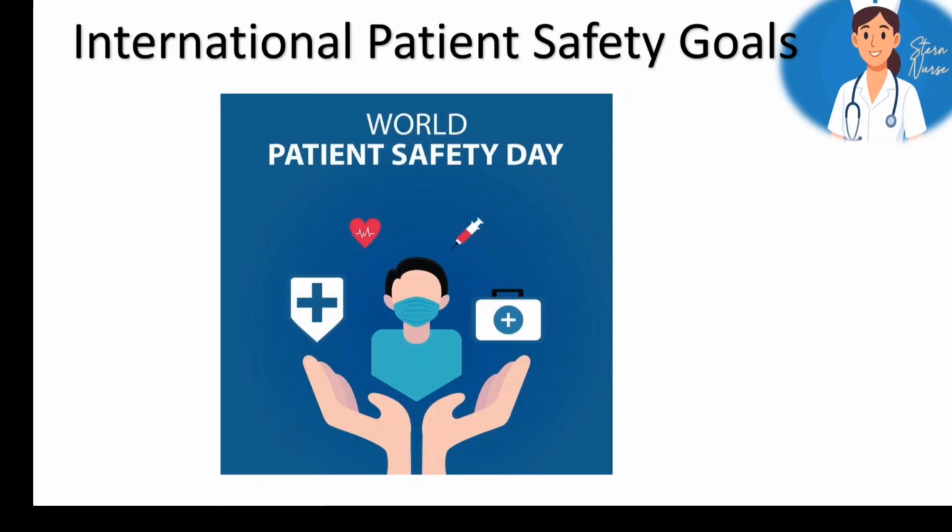Today we will be discussing IPSG, that is International Patient Safety Goals. There are a total of 6 goals. These goals are given by JCI, that is Joint Commission International. Certain people pronounce it as Joint Commission Internationally. It is an accreditation body in America, and it gives the patient safety standards.